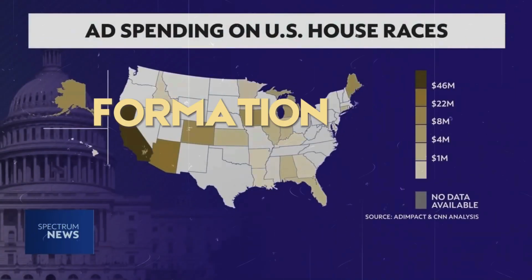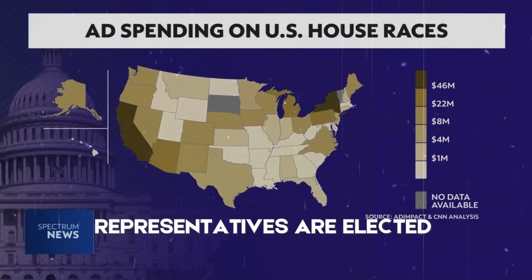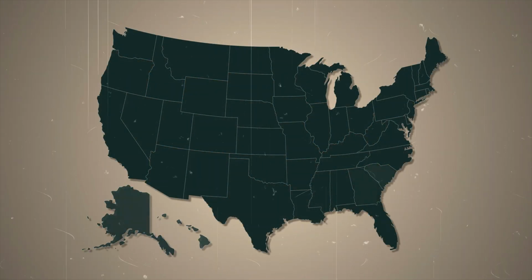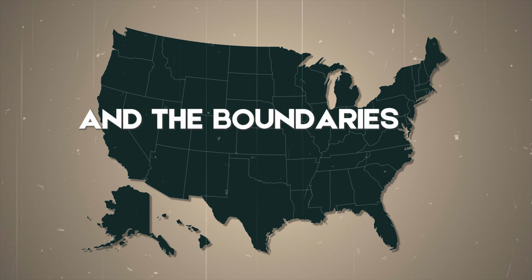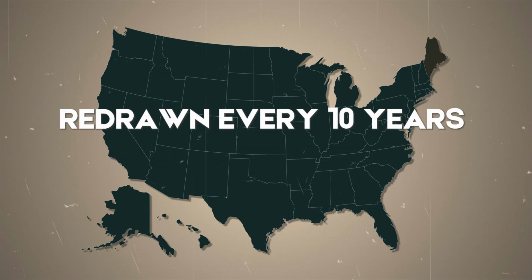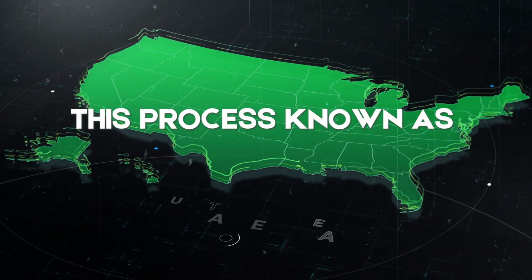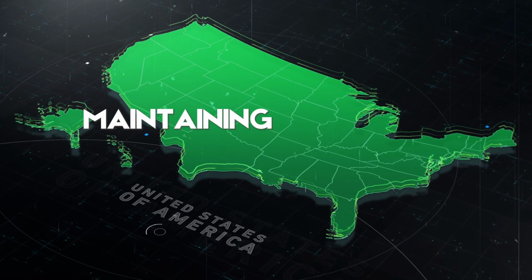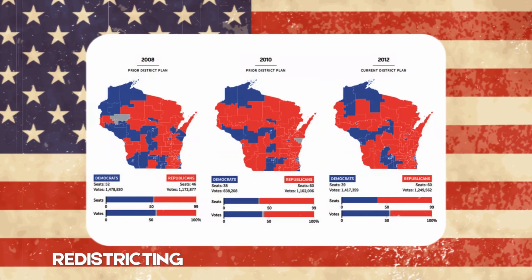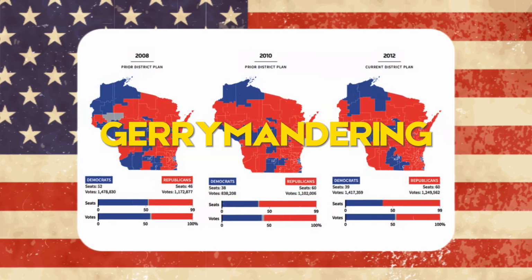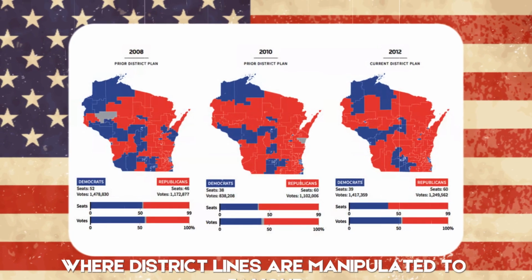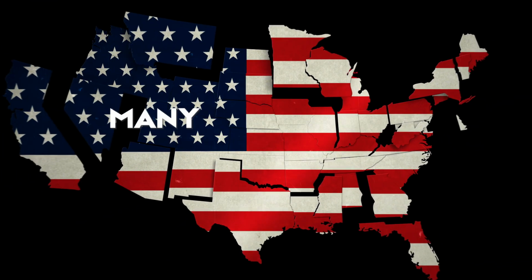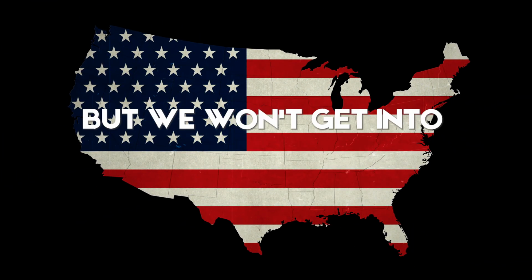Formation and election. Representatives are elected directly by the people in their respective congressional districts. These districts are created based on the population of each state, and the boundaries of the districts are often redrawn every 10 years following the census. This process, known as redistricting, ensures that each district contains roughly the same number of people, maintaining equitable representation. However, redistricting can sometimes lead to what's called gerrymandering, where district lines are manipulated to favor a political party. Gerrymandering is an intensely controversial subject as it can influence many parts of the electoral process, but we won't get into that in this video.